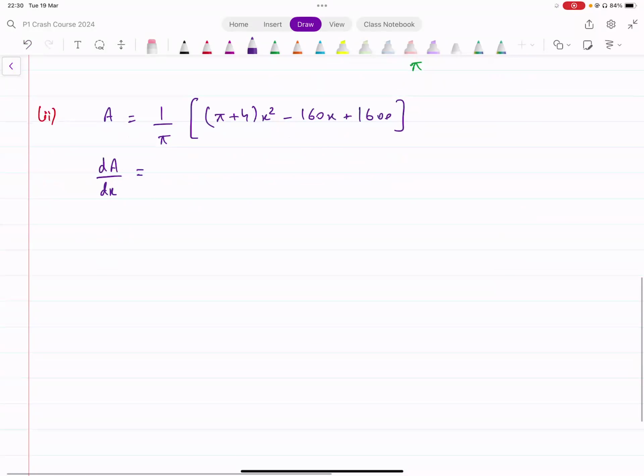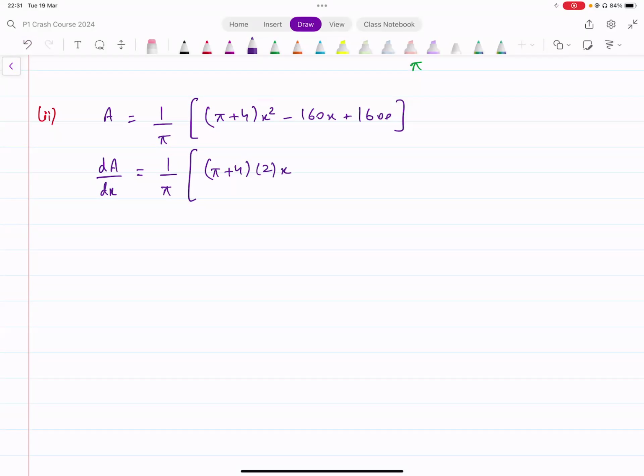What does that turn out to be? 1 over pi remains as it is, the constant multiplying outside, that will not change. And then you find the derivative of this thing. Pi plus 4 is a constant multiplying with x squared, that remains as it is. Multiply by the power.